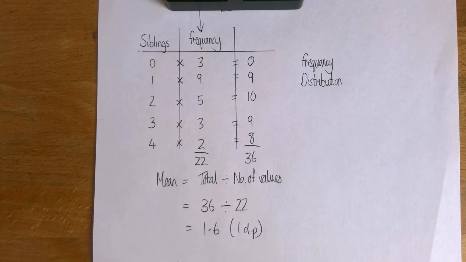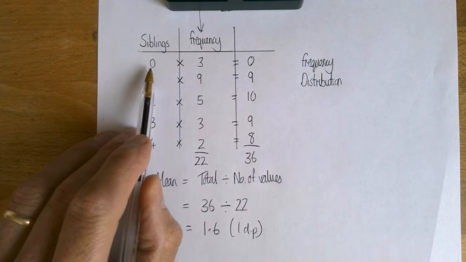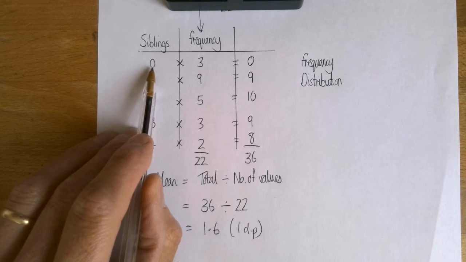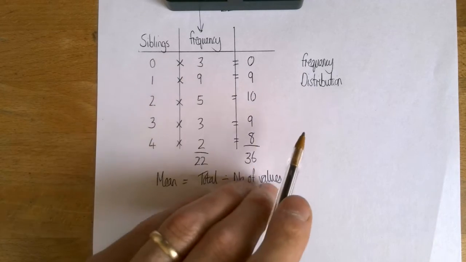Now, there's a couple of mistakes that are easy to make with this sort of thing. If you've got 0 in your frequency distribution, which we haven't always, remember that that's going to be 0.